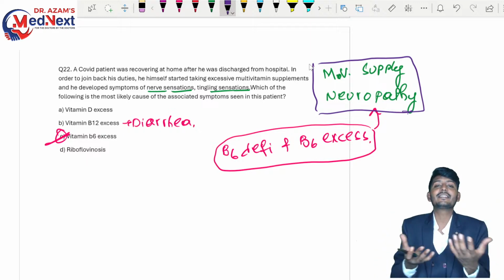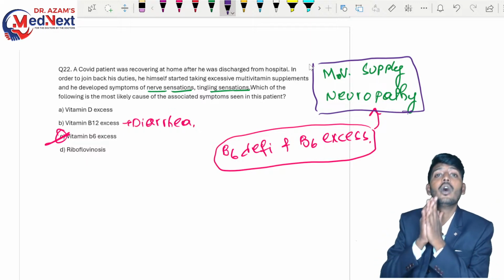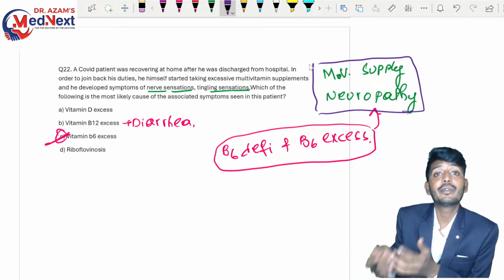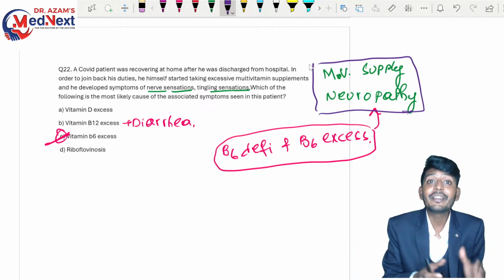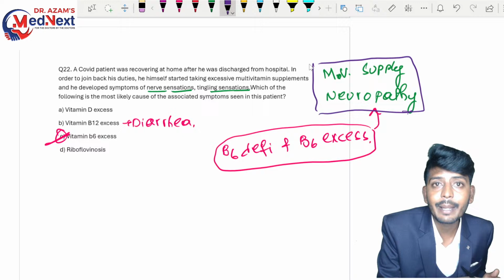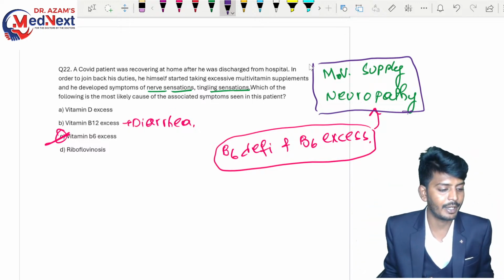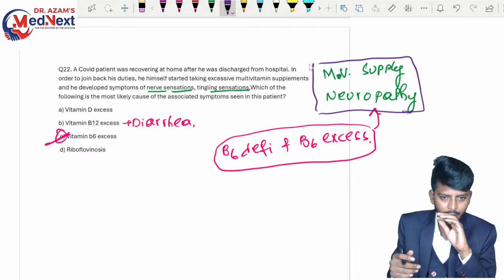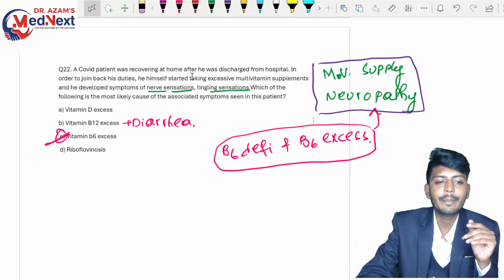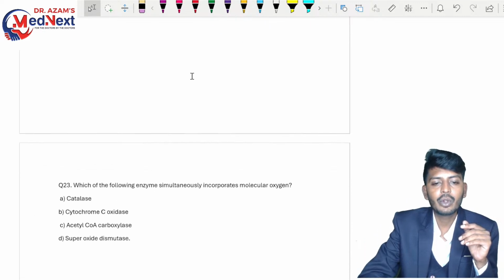Sir, then how will we know? For example, if they tell you the patient is taking isoniazid, isoniazid causes deficiency of B6. A patient is alcoholic, causes deficiency of vitamin B6. A patient is taking excessive vitamin supplement, it is hypervitaminosis. So this is the story of excess of vitamin B6. Okay, let's go to the next question.